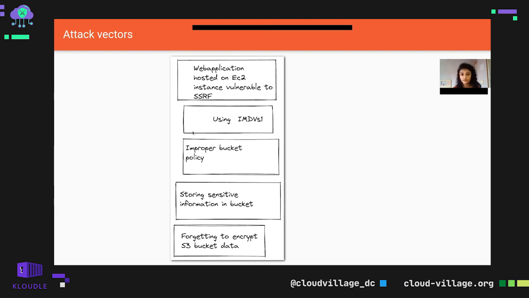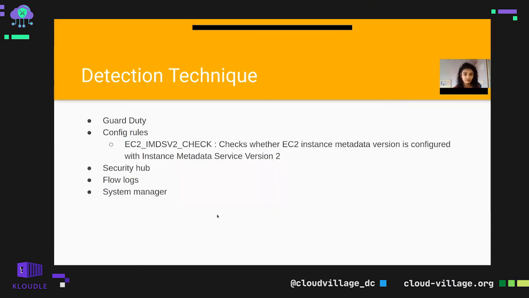Default setting usage, and the vulnerable web application. This is vulnerable to SSRF. So this is how you can correlate the attack vectors. Now you get to know why this happened.